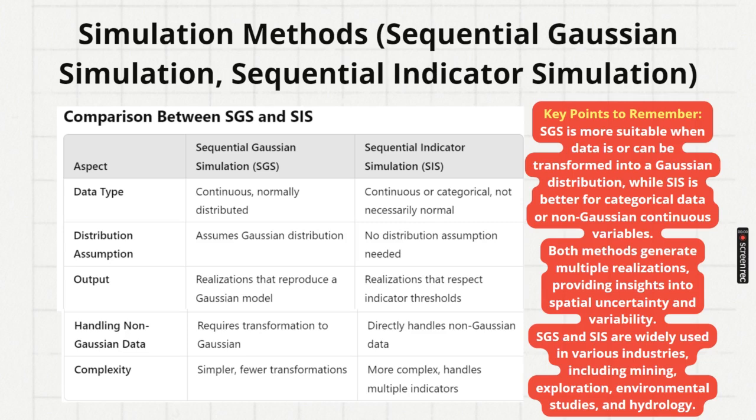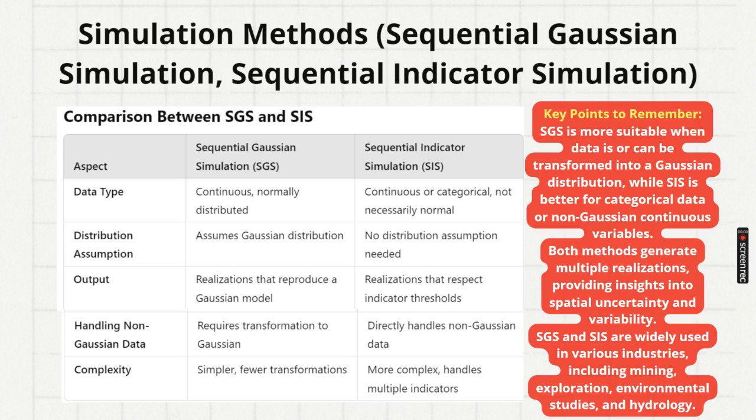And handling non-Gaussian data, if we see, only SIS can handle non-Gaussian data. And compared to SIS, SGS is relatively simpler, with fewer transformations, but SIS is very much complicated and handles multiple indicators. But in the end, SIS will give further more detailed results.